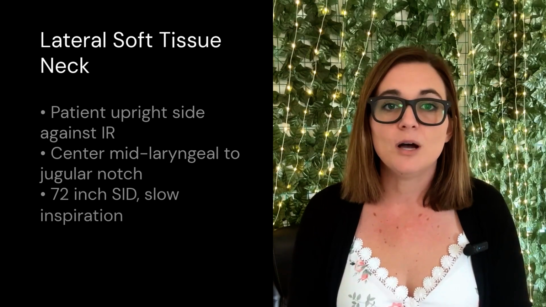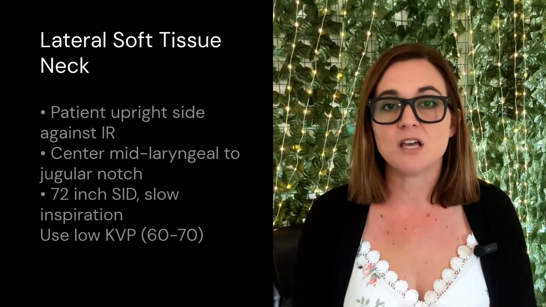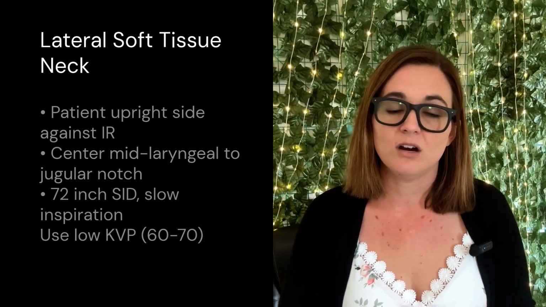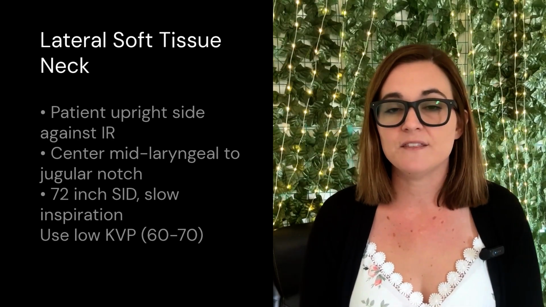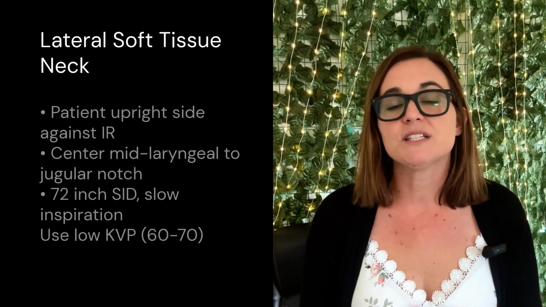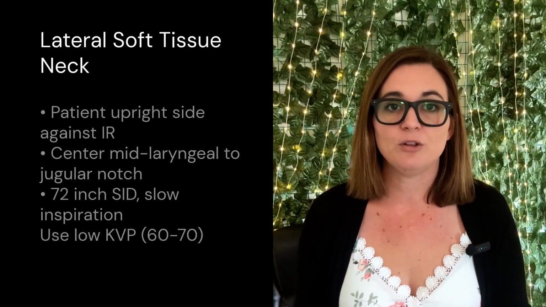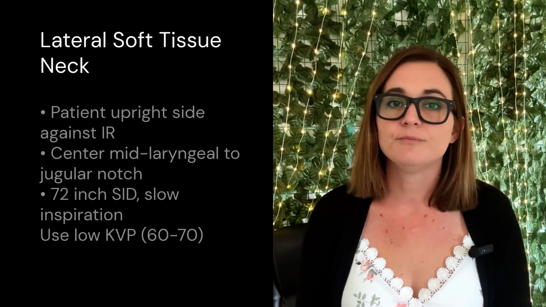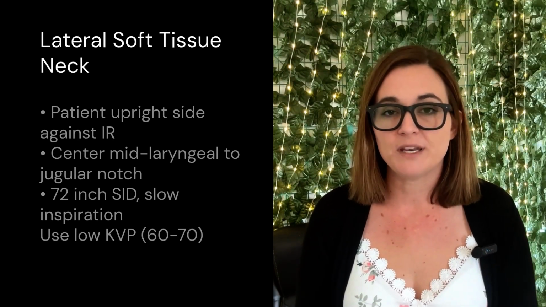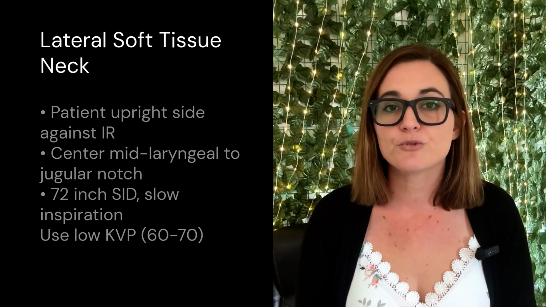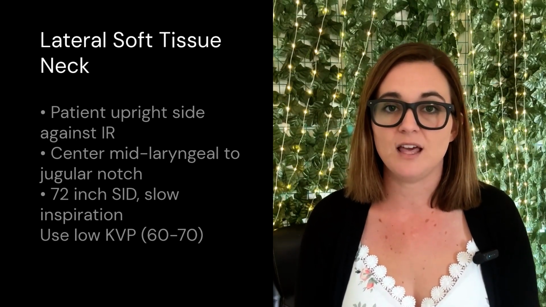Now, for the lateral upper airway setup, the patient is upright, side against the IR. You want to center midway between the laryngeal prominence and the jugular notch. Use a 72-inch SID if available to reduce magnification. Expose on slow inspiration. Collimate from the nasopharynx at the top through the trachea at the thoracic inlet.